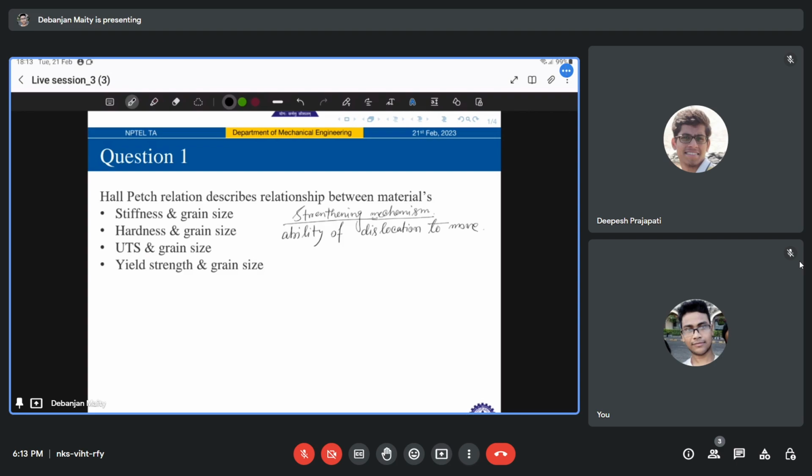Now what are the different kinds of strengthening mechanisms you have come across? There can be grain size reduction, then solid solution alloying, then strain hardening or cold working, and finally heat treatment, so annealing or heat treatment.